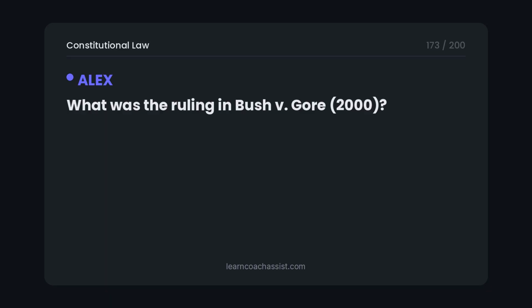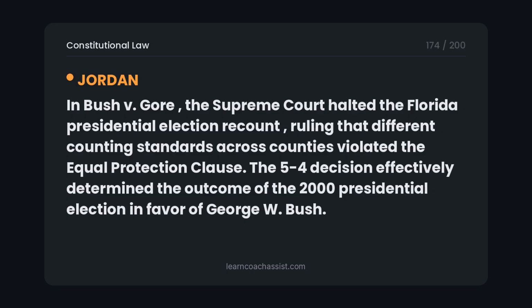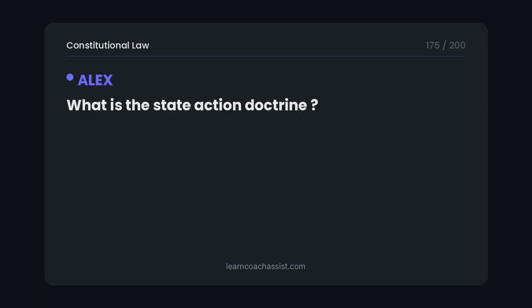What was the ruling in Bush v. Gore, 2000? In Bush v. Gore, the Supreme Court halted the Florida presidential election recount, ruling that different counting standards across counties violated the Equal Protection Clause. The 5-4 decision effectively determined the outcome of the 2000 presidential election in favor of George W. Bush.